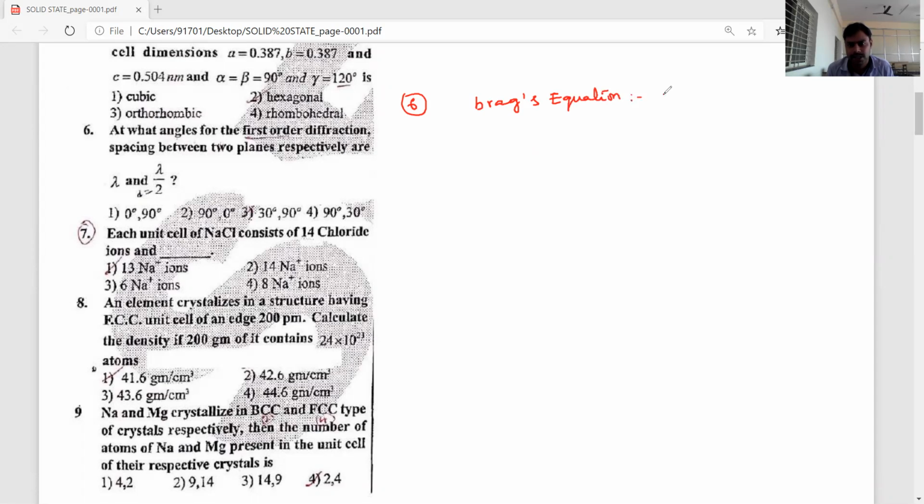What is Bragg's equation? The Bragg's equation: n lambda is equal to 2d sine theta. Okay, that is Bragg's equation. In this question, what is the order? First order diffraction means n is equal to 1. And what they asked is, what is the diffraction angle theta when d is equal to lambda and lambda by 2, at which theta we need to find out. At which angle they asked.